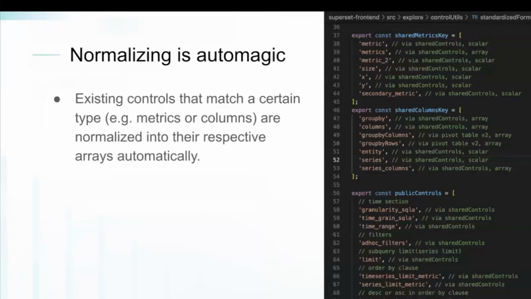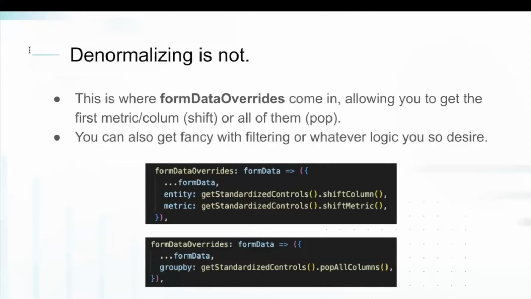Now, the way that works is interesting. I won't go too much into the normalizing, but basically, the code base takes care of that for you. As a plugin developer, you shouldn't have to worry about it because all of the controls that we typically use are marked. Like all of these things are metrics, all of these things are columns, and that normalization happens automatically. So the part you'll probably need to be more aware of as a plugin developer is the denormalization. And that's where you can look through a bunch of examples in the code base to see this being done all over the place, but that's where that form data overrides part of your chart config comes into play.